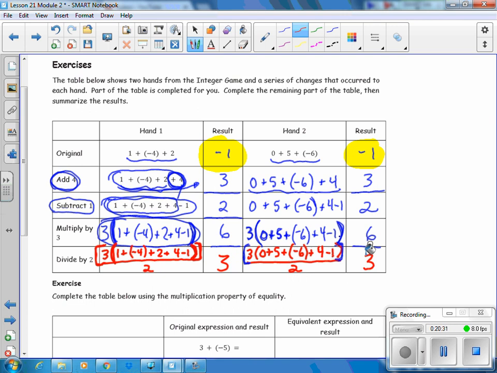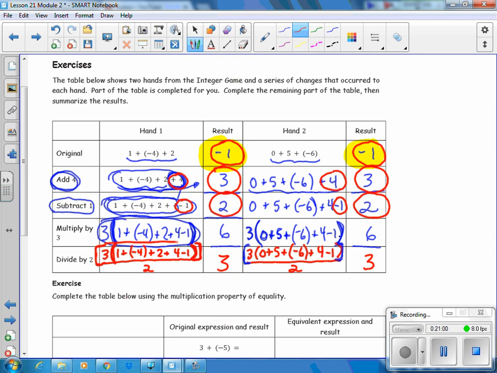So then, summarizing the results. What I want you to notice here is that when you start out with 2 scores that are equal and you do the same operation to both of those scores, you end up with another equal score. Then, when you have equal scores and you subtract from both sides or both scores, then you get a new answer, but they are still equal.